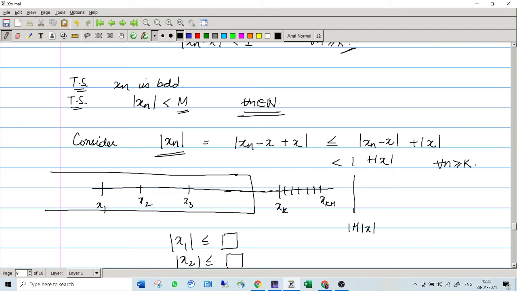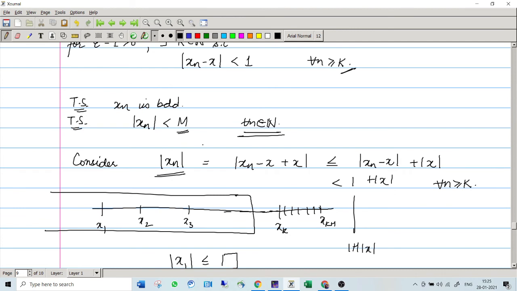So let us start by considering what the xn's are. We need a bound on xn, but right now you cannot straight away say that xn is less than or equal to something. But we have a relation between xn and x. So let us try to make that picture here.